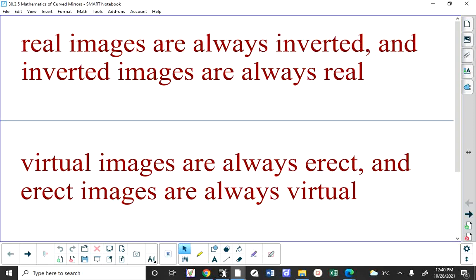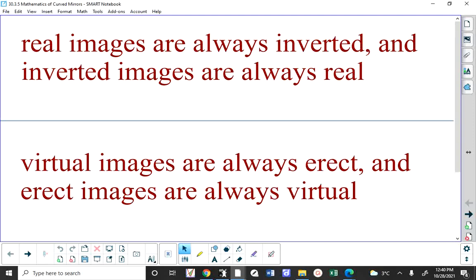Virtual images are always erect, and erect images are always virtual. So it goes back and forth. If you have a virtual image, then the image is erect. That means it's oriented in the same direction as the object. These two things are things that you need to know.